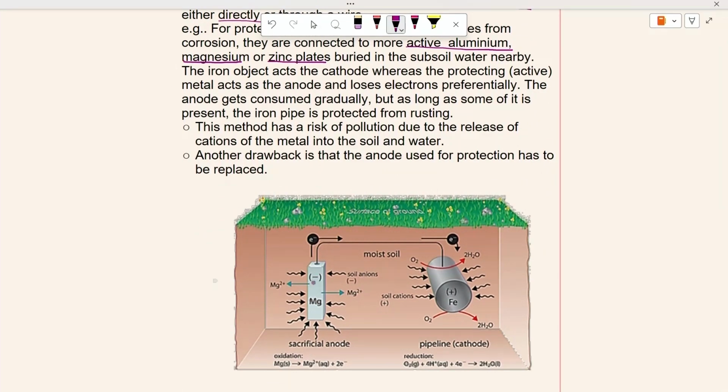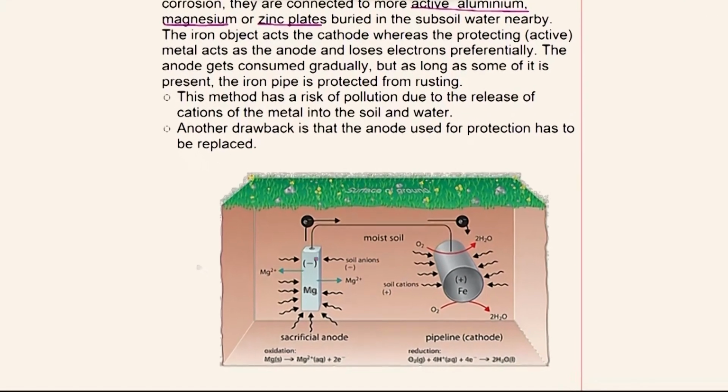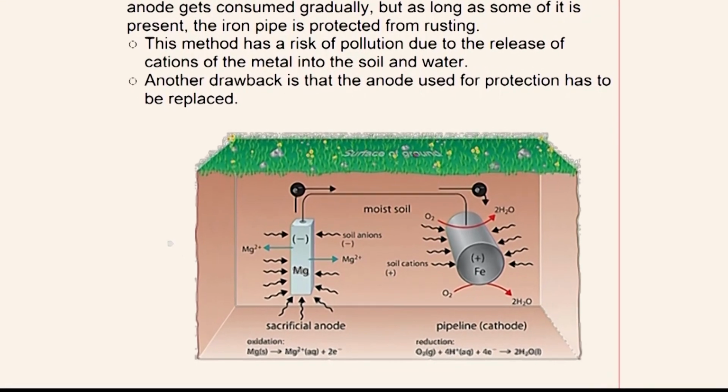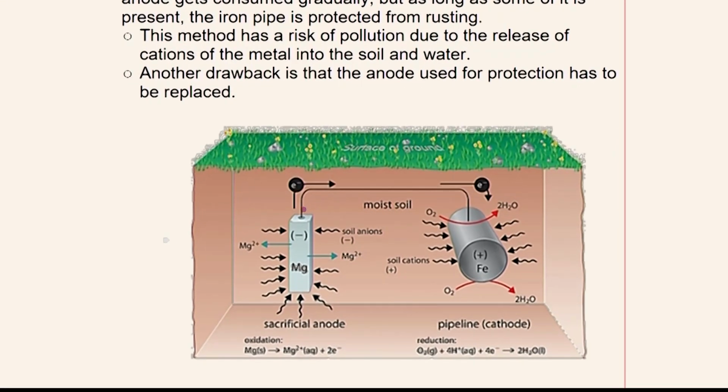There is a picture over here. This is magnesium, inserted below the ground. This is the top portion where they have shown the grass, and under the soil we have this iron pipe, or any iron tank. Magnesium is more electropositive than iron in the electropositive series, and the two are connected through a wire.